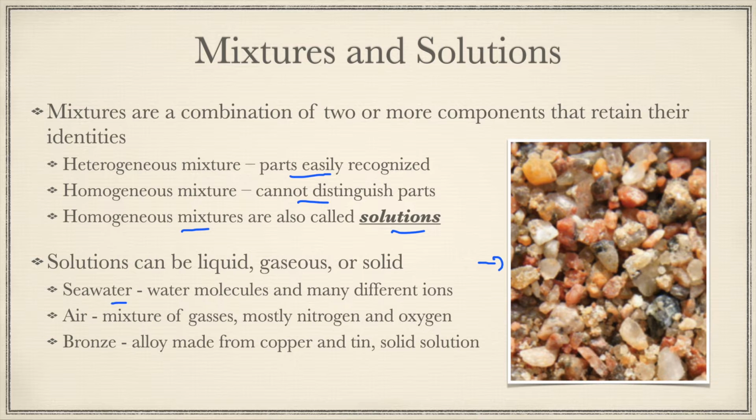So some examples: seawater. You have water molecules, and there are many different ions that are dissolved in the seawater, surrounded by those water molecules. Air is a mixture of gases, mostly nitrogen and oxygen, but there's also carbon dioxide and water vapor and argon and neon and other gases. And then there's bronze, which is an alloy made from copper and tin, and this makes a solid solution.